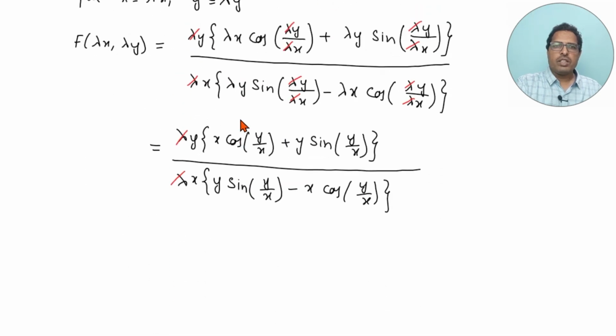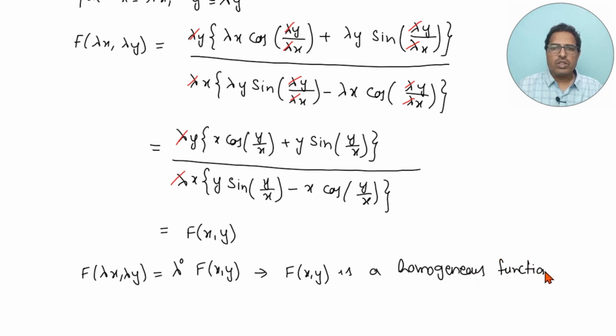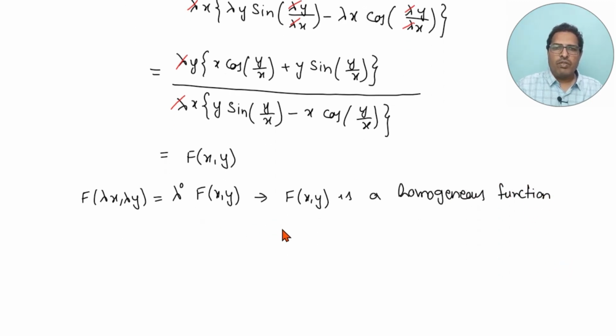Therefore, this function we have got as f of x comma y. Or I can rewrite this as, left hand side is the same, lambda power of 0 into f of x comma y. So when you get it in this form, we can say that the given function f of x comma y is a homogeneous function of degree 0.